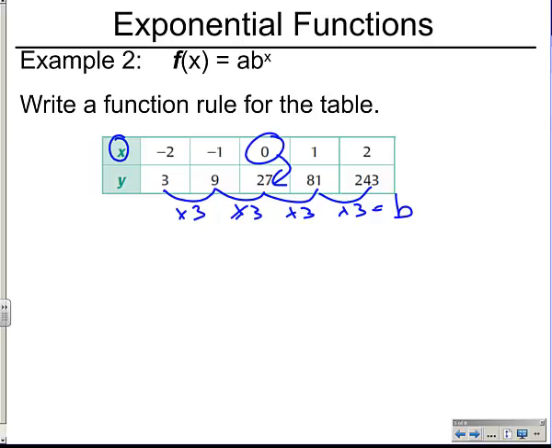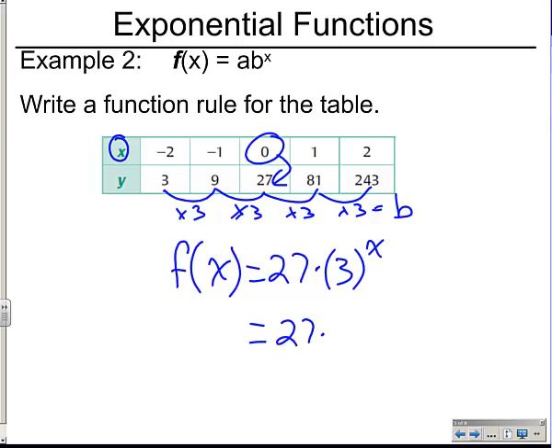So our function is f of x is equal to 27 times, and our b value is 3 to the x power. Now you could write it like this, 27 times 3 to the x, put our f of x out in front. You don't always need the parentheses, but you probably should have something there to indicate that it's not 27 to the 3 to the x power, but 3 to the x and then times 27.